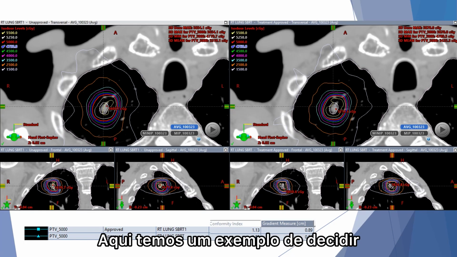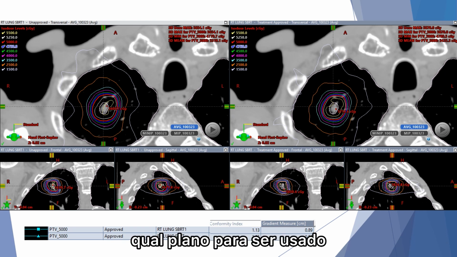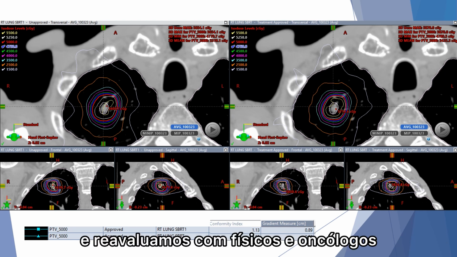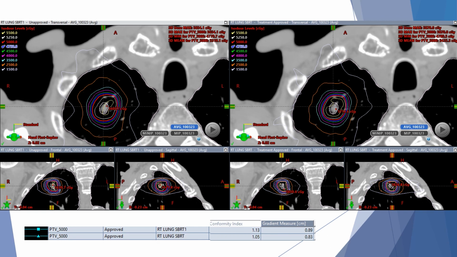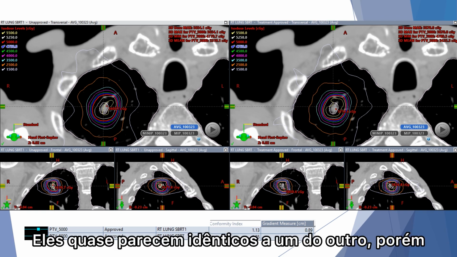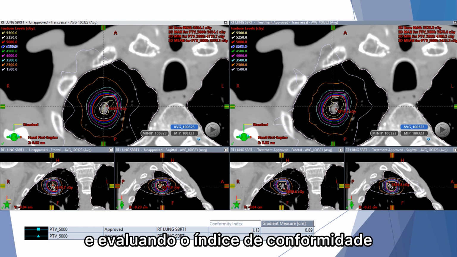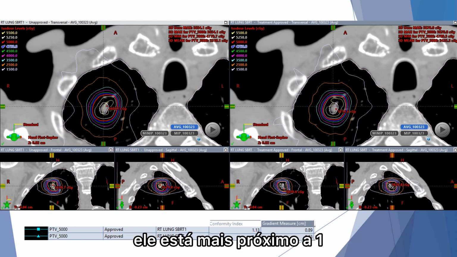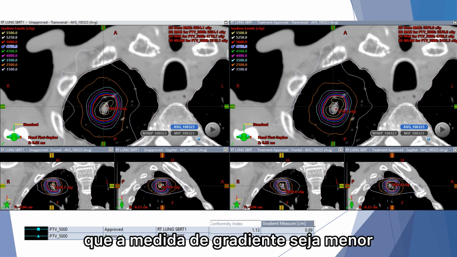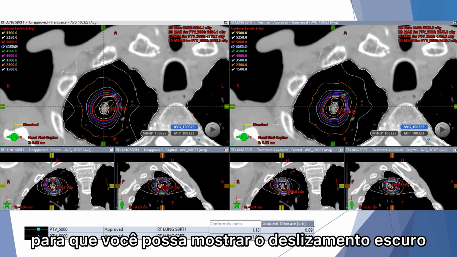Here we have an example of deciding which plan to be used, and we evaluate with a physicist and oncologist. They almost look identical to one another. However, you can see the one on the right is a bit tighter, and evaluating the conformity index, it is closer to 1. You would like to be at 1. Anything over shows that you're treating more than the target volume, and you also want the gradient measure to be lower so you can show the steep fall off.